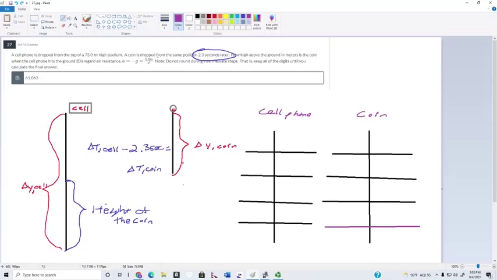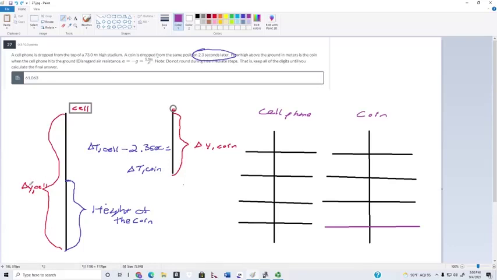Once you do that, then you're going to have two delta y's. You're going to have the delta y of the cell, which you already had. That was given in the problem. And then you're going to have the delta y of the coin right here. You're then going to subtract those two numbers. You're going to take a delta y cell. Now, by the way, these are going to be negative numbers. Just take the absolute values. Ignore the negative at this point. Absolute value means drop the negative. Don't worry about the negative. Just take these two numbers and subtract them.